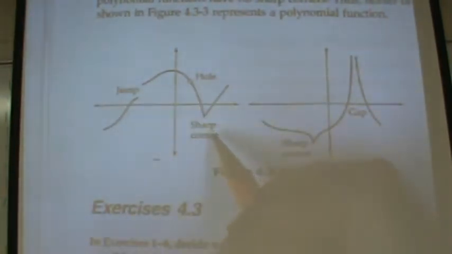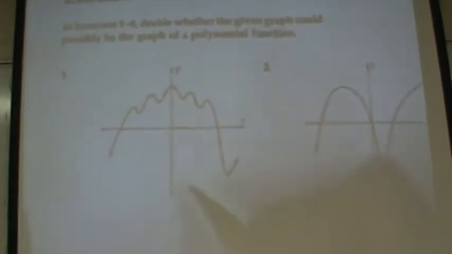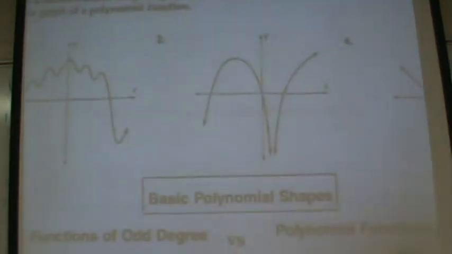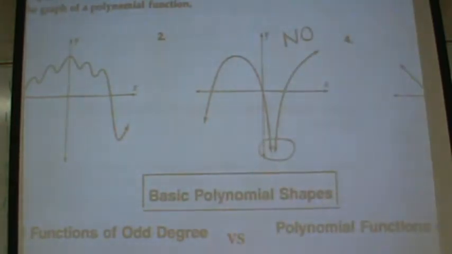So, the graphs of polynomial functions are very continuous. If you see any jumps, holes, sharp corners, or gaps, it will not be a polynomial function. So with that in mind, look at questions 1, 2, and 3. Would you say 1 is a polynomial or not? Yes, it is. How about 2? No. Why? Yeah, that gap. So this would be a no. That would not be a polynomial.